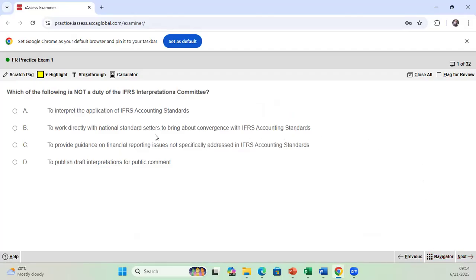Yes, I also go with B, because the first one, to interpret, that's their role, to interpret. Then if we go to C, to provide guidance on financial reporting issues not specifically addressed, like the example I gave, judge.